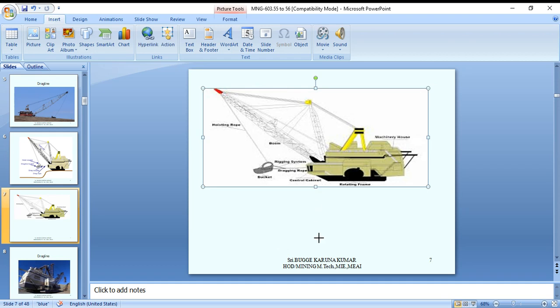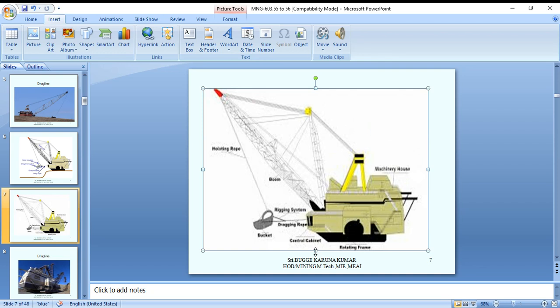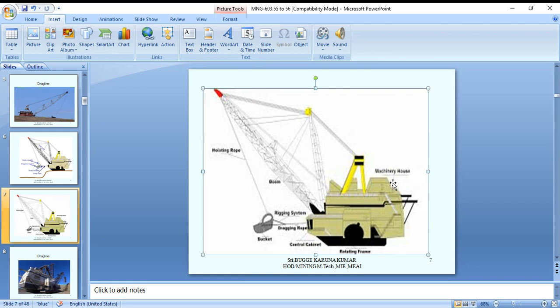Some more parts and some elaboration: the machine house, hoist rope, drag rope, bucket. There is a walking dragline mechanism. This is not crawler mounted, it is a walking dragline mechanism, because due to its weight, it would sink inside. That's why they make the dragline base in a circular shape. That will be explained in the coming slides also. This is the pictorial view of the dragline.